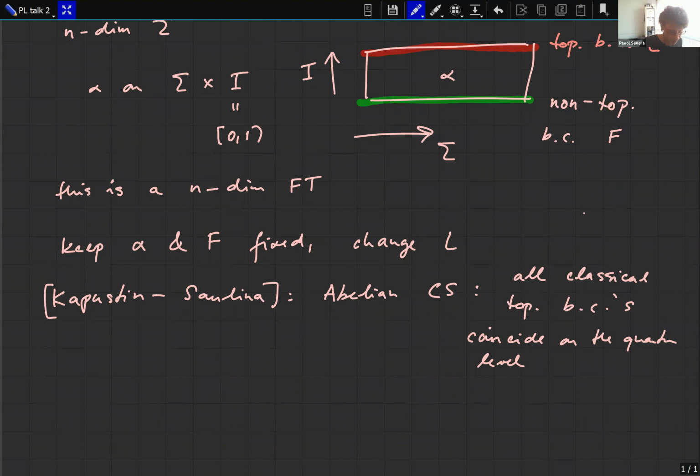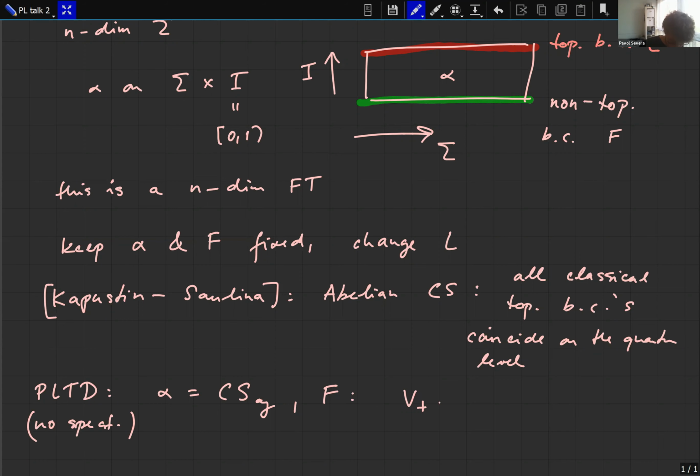Okay, maybe I made it somewhat too mysterious. So let me explain what's happening in Poisson-Lie T-duality. So therefore, alpha, let's say with no spectators. For alpha, we will take Chern-Simons with this quadratic Lie algebra that was appearing all the time. And who is now F? F is that non-topological boundary condition. So that's given by our generalized metric.